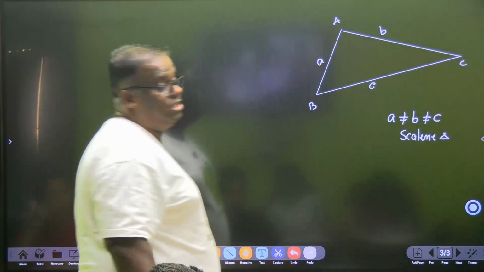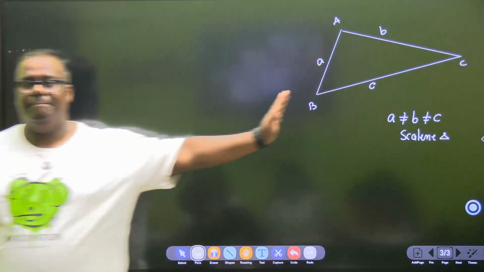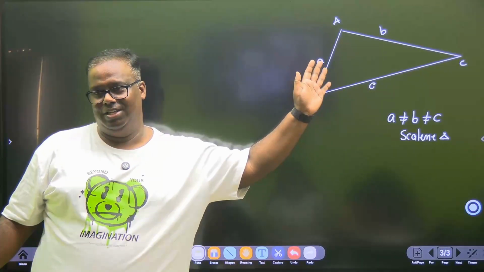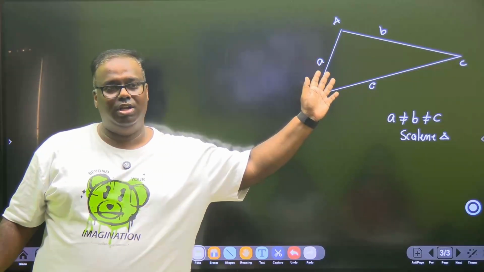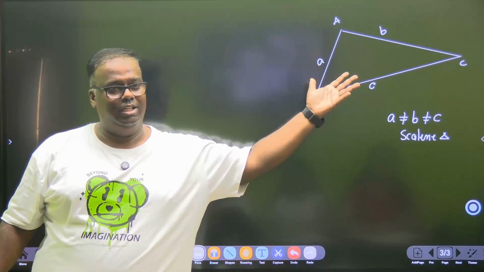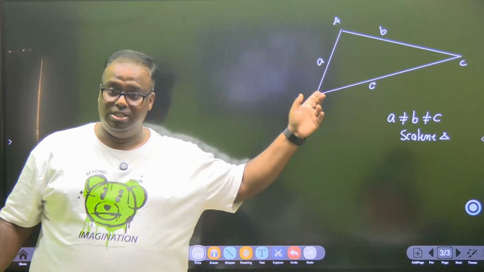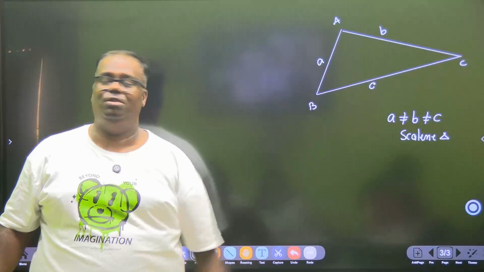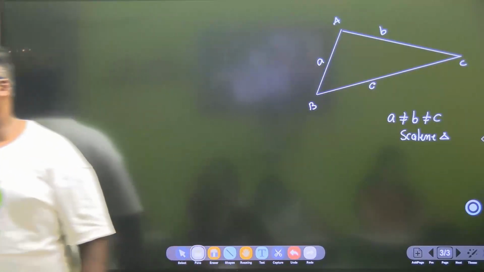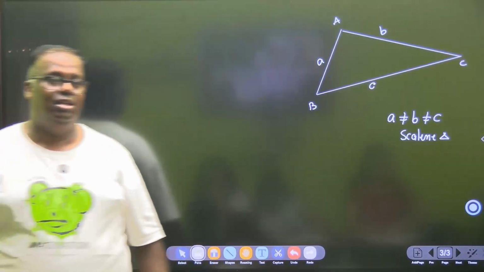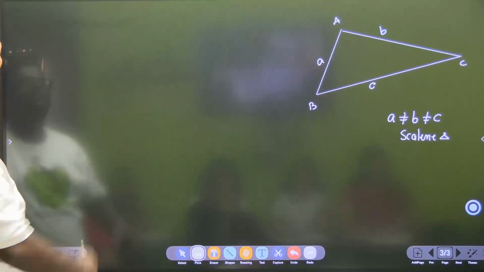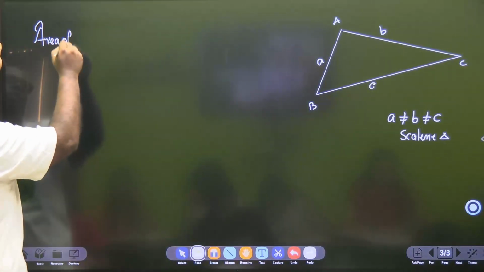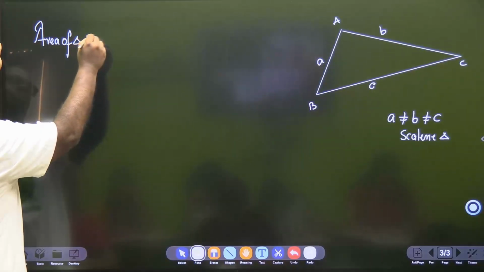But this is the master formula. It will work for all triangles. Whatever we are going to learn now will work for all triangles. This is Heron's formula. We will use this formula to verify the equilateral triangle's formula also. Ready? So how do you find the area? Our job is to find the area of triangle ABC.